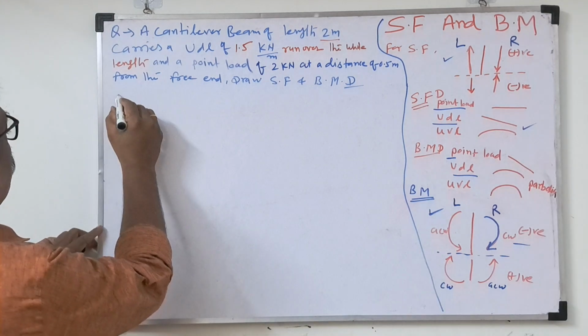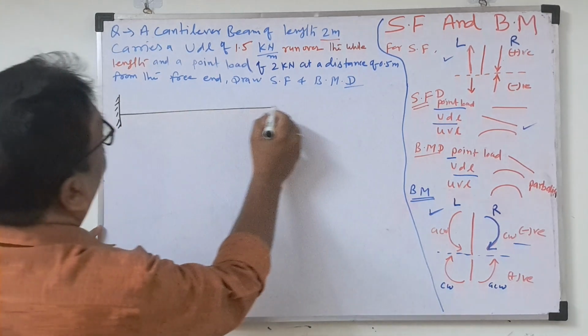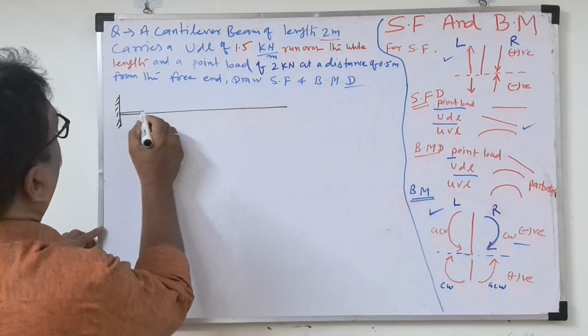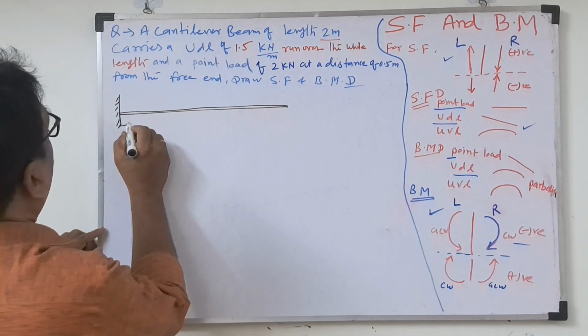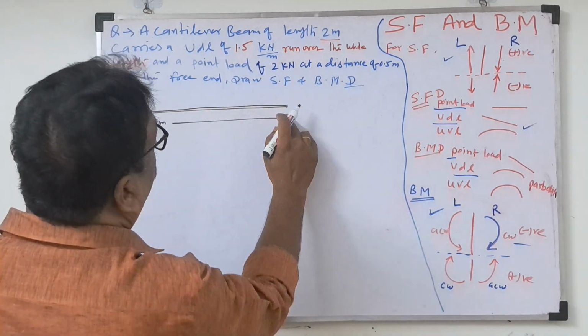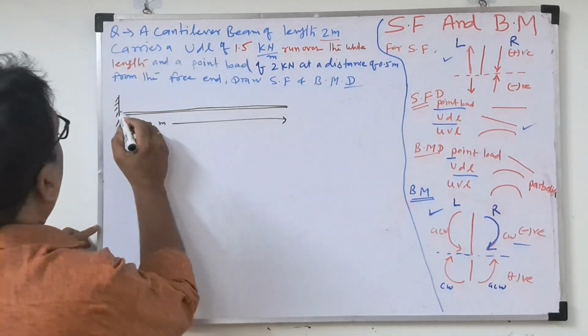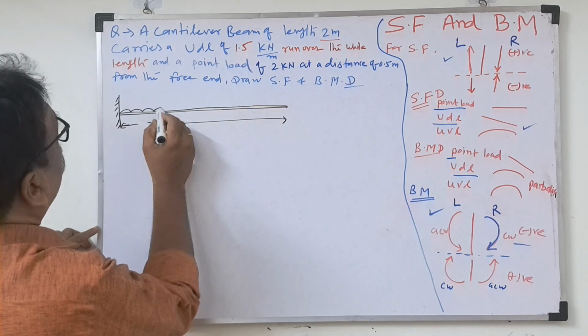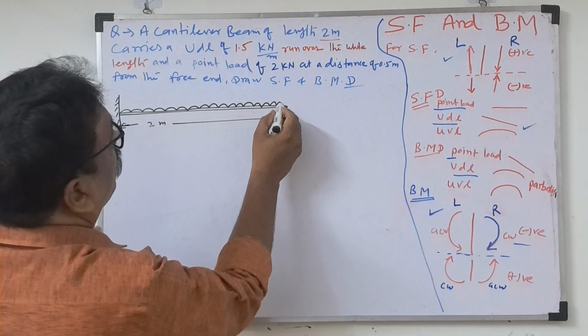First we'll draw the cantilever beam, the given diagram. I have taken one beam, a small beam, and the length will be 2 meters. So the total length is 2 meters. Now what is the given UDL? It runs over the whole length, that means the uniformly distributed load is given on the whole beam.